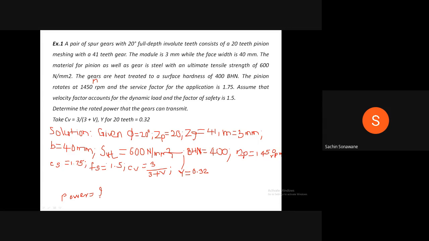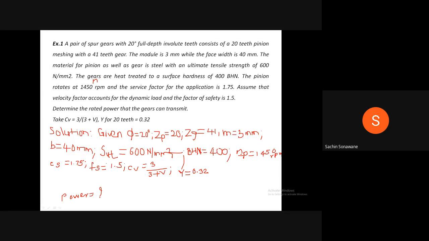Determine the power. Now, how to determine power? You know the formula of power: power is equal to 2 pi NT divided by 60. The value of speed we know, the speed of pinion, Np is equal to 1450. Only the torque transmitted we do not know. Therefore, first of all, we will calculate the torque transmitted, and then we will substitute it in that formula, P is equal to 2 pi NT divided by 60. Again, that formula will be modified depending upon the units, and we will get the power.